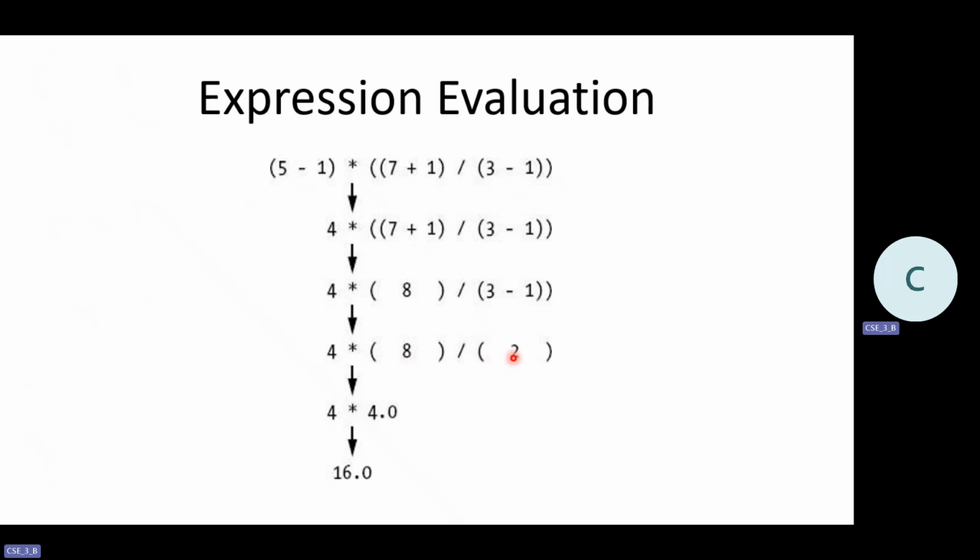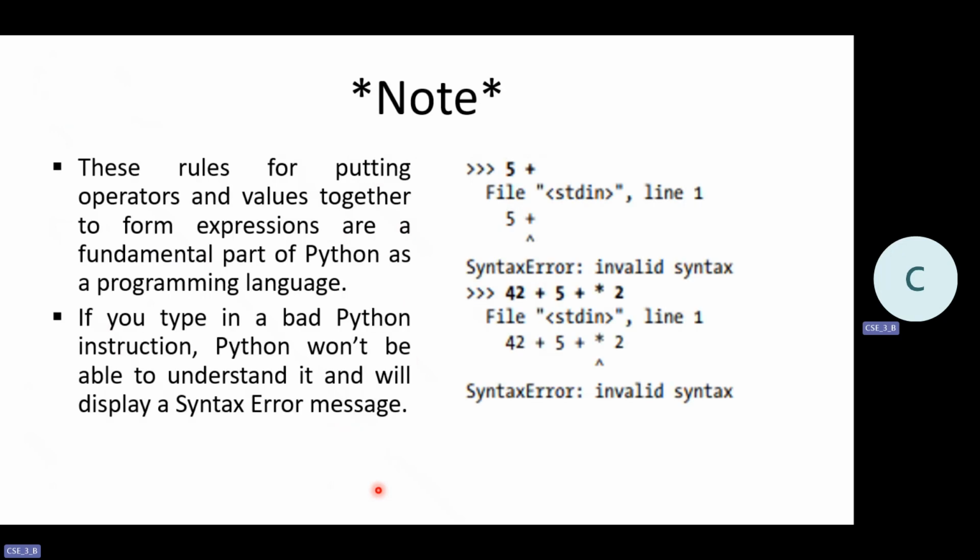So now it is 8 divided by 2. We all know that division by default is floating point division in Python, so we got the result as 4.0. Then these two values get multiplied and the result is 16.0. Next, notice that these rules for putting operators and values together to form expressions are a fundamental part of Python as a programming language. That's why we are discussing this now.